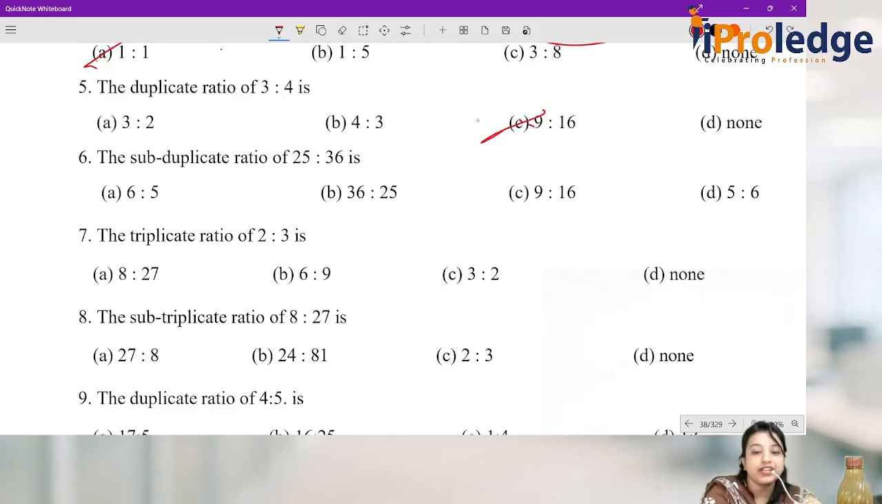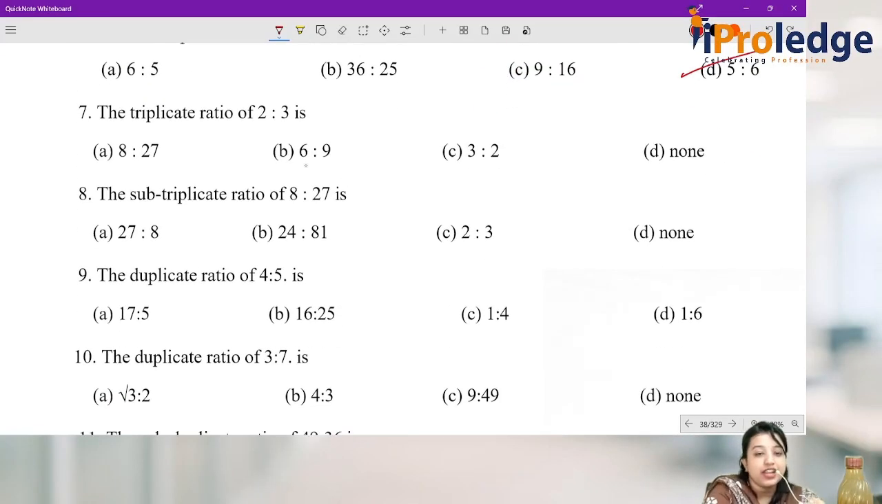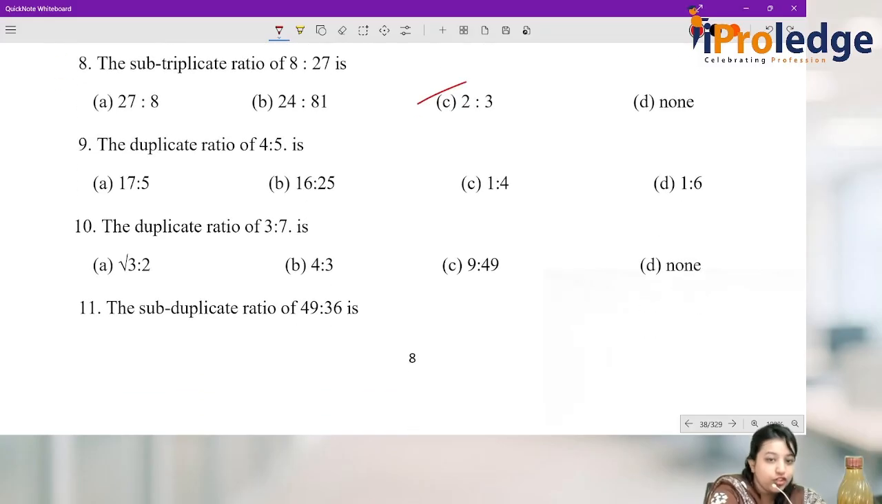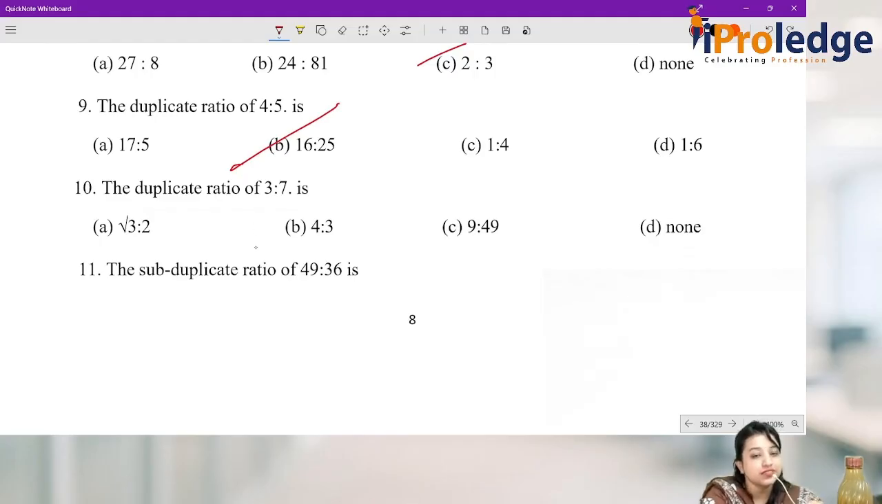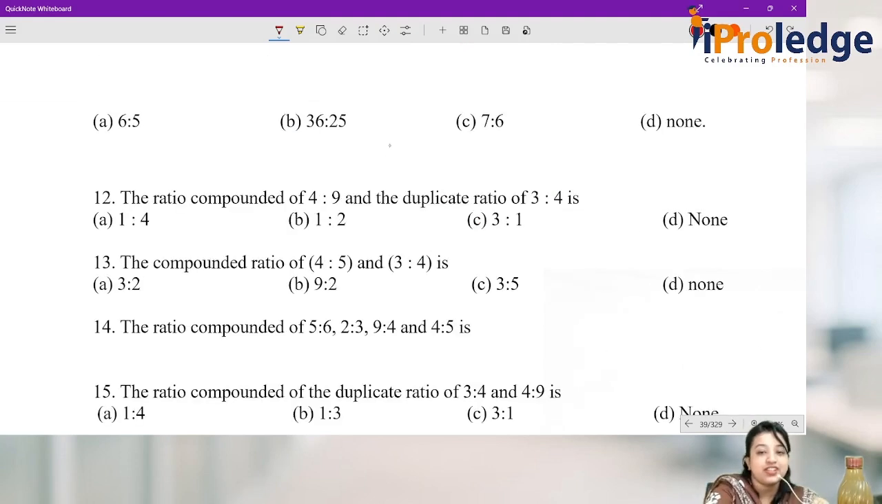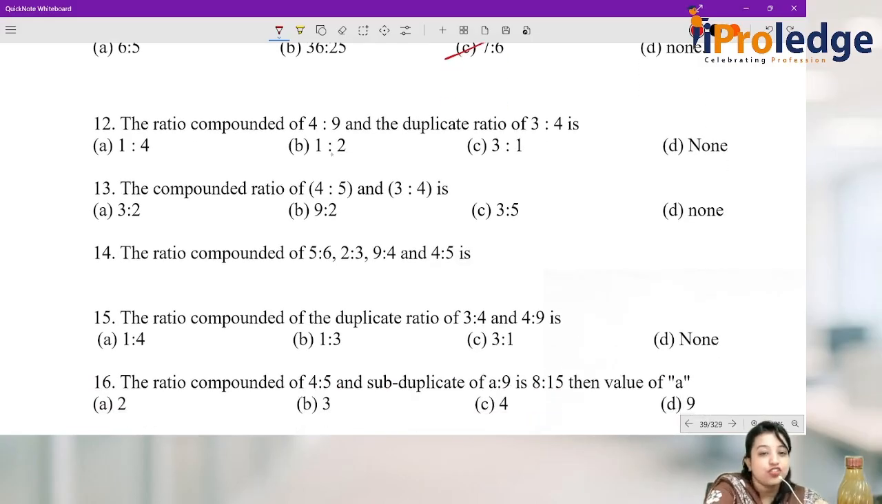Duplicate of 3 by 4. 9:16. Subduplicate of 5 by 6. Duplicate of 8 by 27. Subduplicate. Duplicate of 16 by 25. Duplicate. 9 by 49. Subduplicate. Very good. 7 by 6. The ratio compounded.